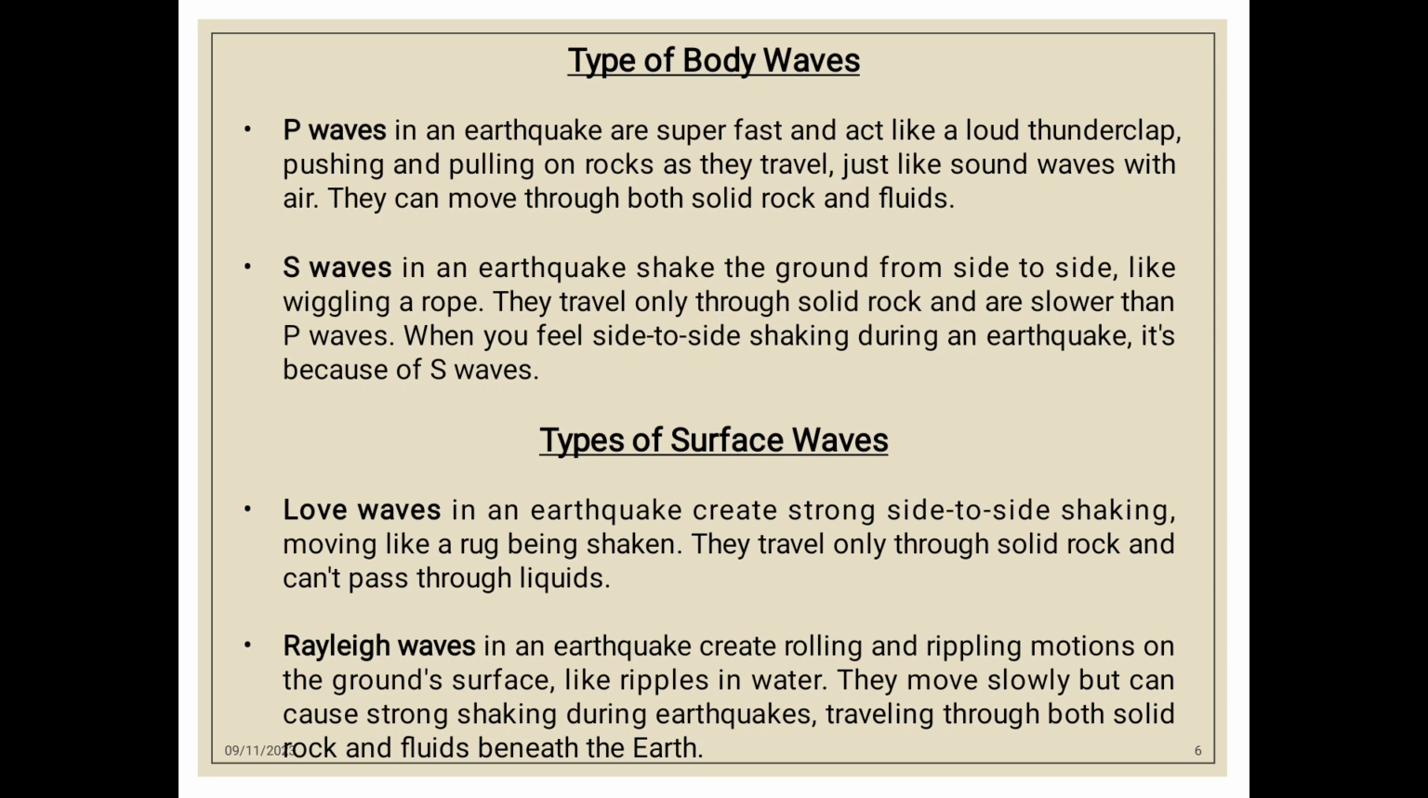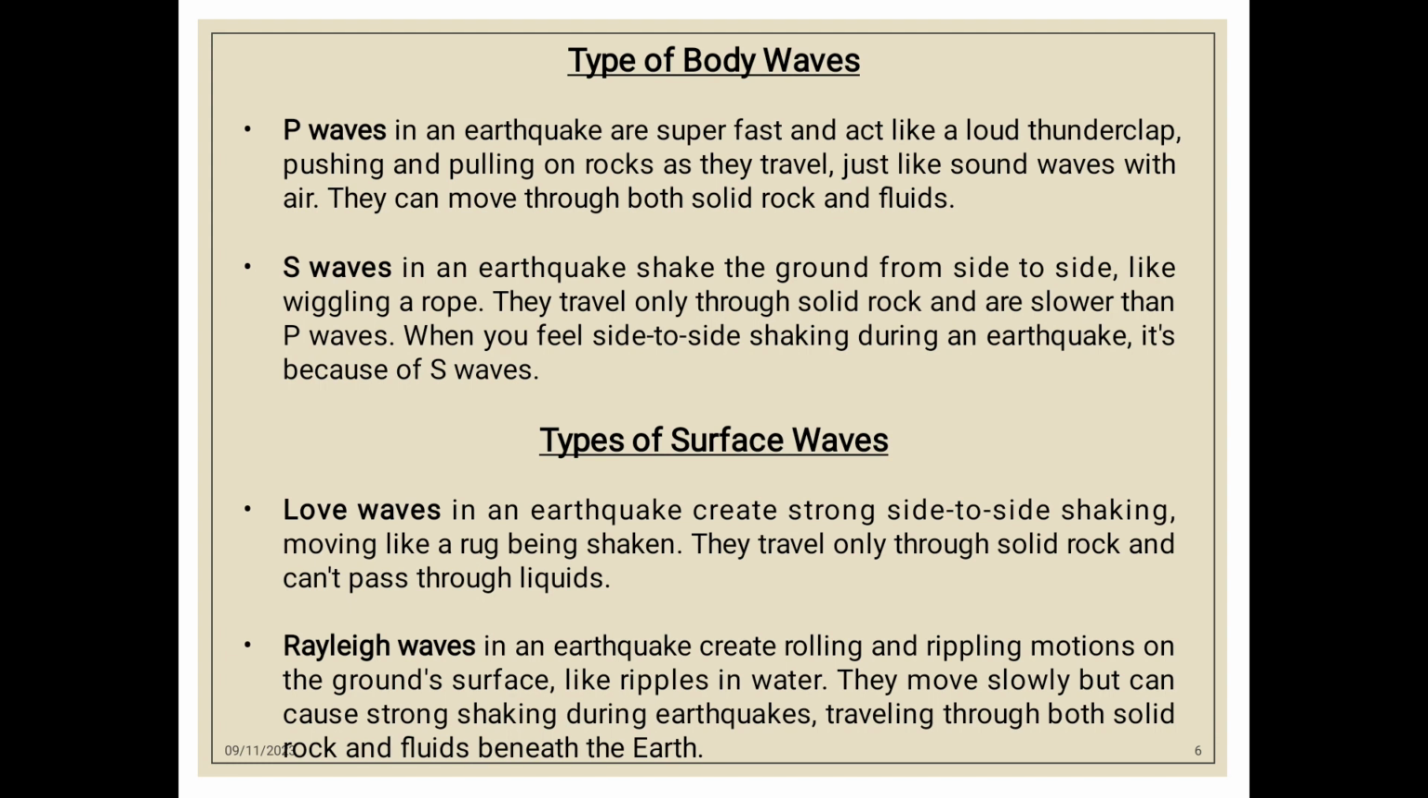S waves. S waves in an earthquake shake the ground from side to side, like wiggling a rope. They travel only through solid rock and are slower than P waves. When you feel side to side shaking during an earthquake, it's because of S waves.